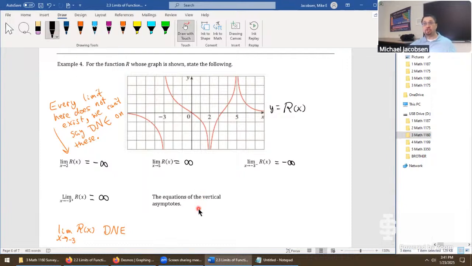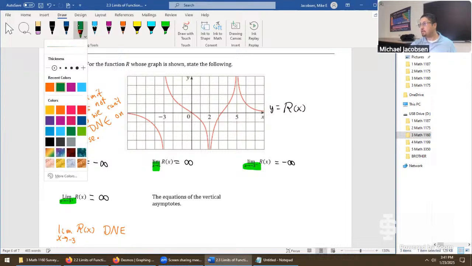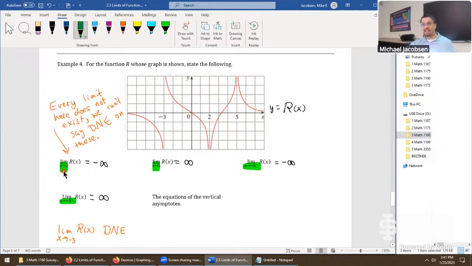Well, last thing we have to do is just say the equations of the vertical asymptotes. But every time we put out an infinity, we have an equation. Could literally go to this part. Let's actually do it this way by highlighting. This part right here is essentially your vertical asymptote equation, but it has to be written like this, x equals 2. This one, we would say x equals 5.